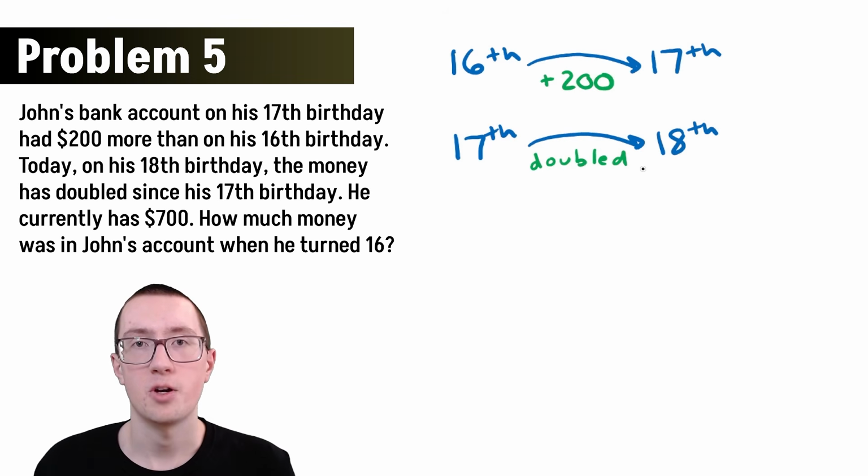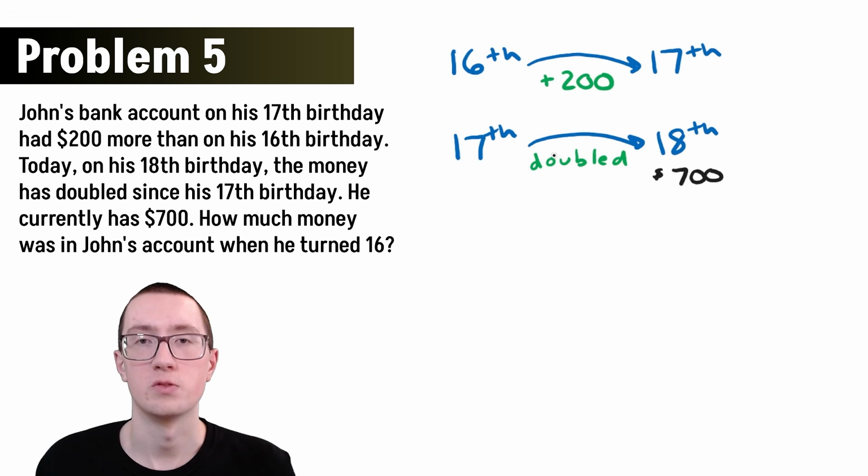Well, instead, in this problem, they've decided to give us the final amount, which they've told us is $700. And we need to figure out what he had on his 16th birthday. So to do this, we just need to work backwards from what it gave us to figure out the initial amount, the starting amount. So what number do we need to double to get to $700? That might be a little bit harder to figure out, but really all you have to do is do the opposite of doubling. Remember that doubling basically just means the same thing as multiplying by 2.